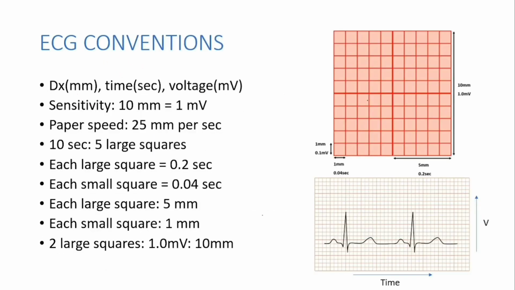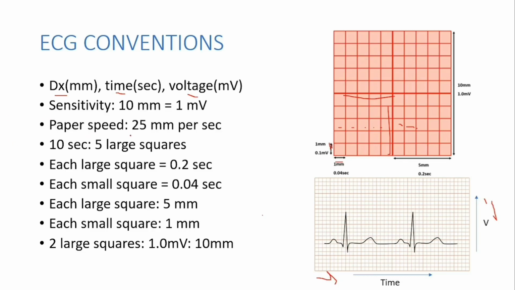Now ECG conventions. When you pick up the ECG paper, you will see two types of squares. This one is the large square and these are the small squares. Each large square consists of 5 small squares in one row, and 5 small squares in one column. Now in the ECG paper, we see the distance, time, and the voltage of the electrical activity. Distance is present in the horizontal and the vertical, and the time is present in the horizontal line. Voltage is present in the vertical line.